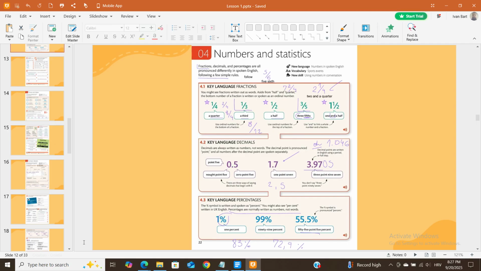3/5. 240. 2 1/4. 3/5. 11/2. 1 1/2. Use "and" to link a whole number and a fraction.